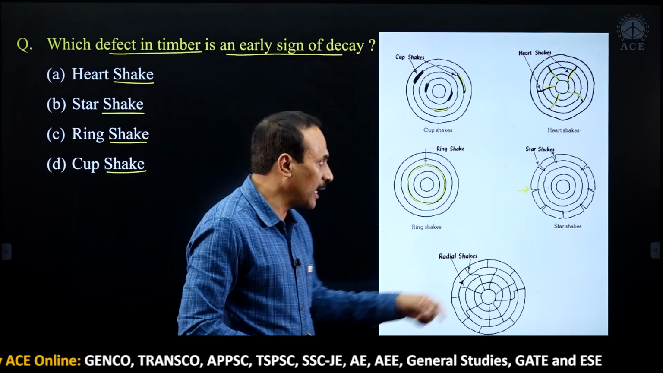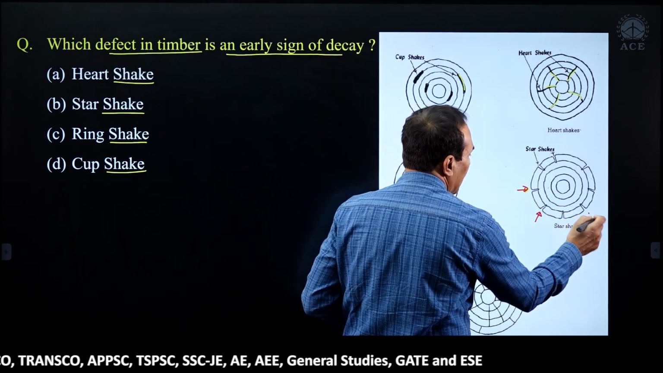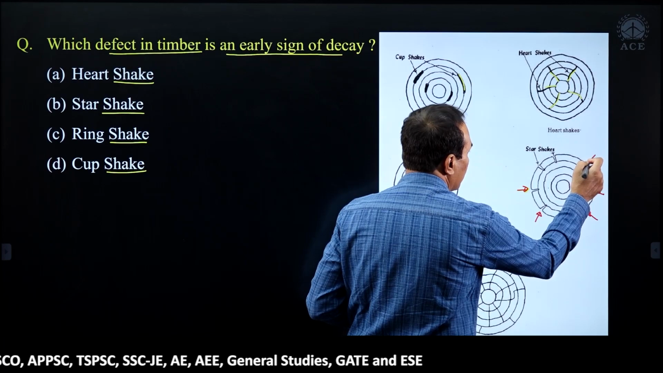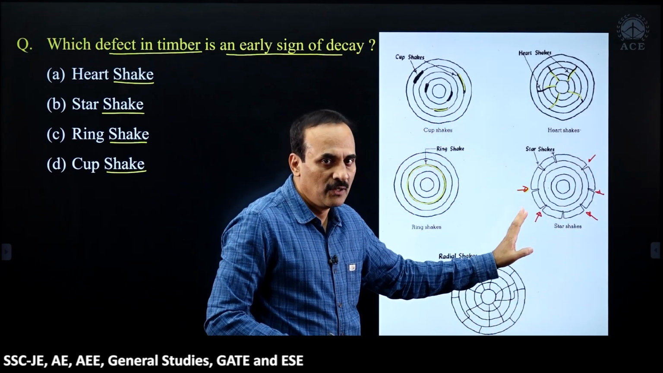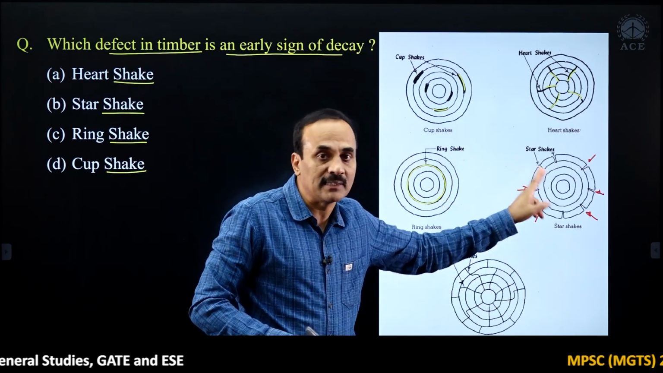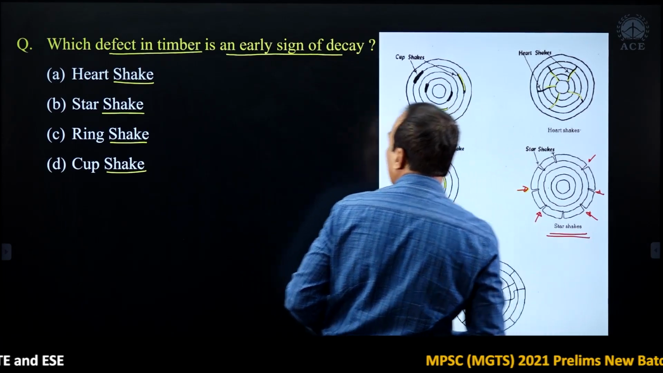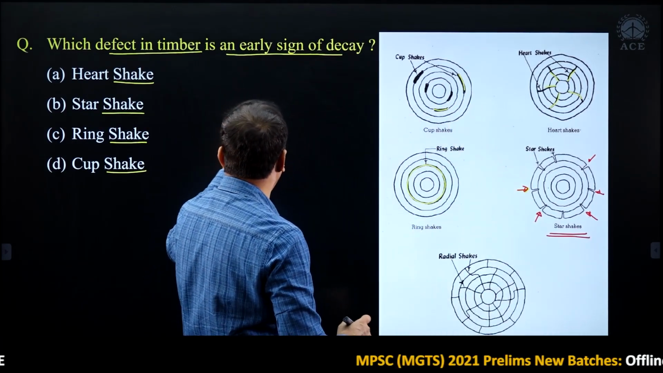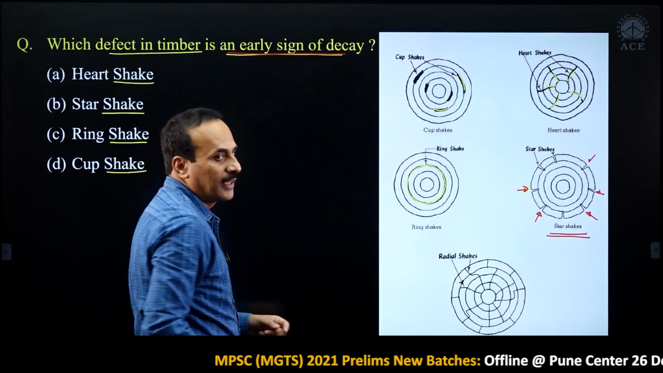So star shake can be a sort of crack developing on the surface. It is an indication that the crack may extend inside. It is a pre-indication that the crack may extend inside. So just by looking at the tree from outside, you can identify there is something going on. So star shake can be visible and it can be an early sign of decay, you can say.